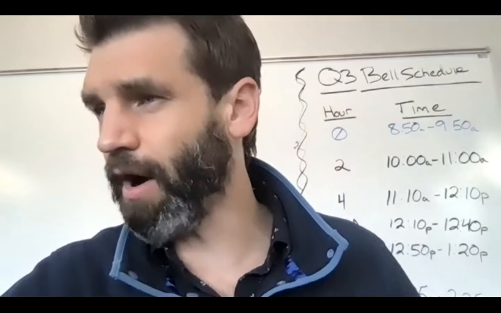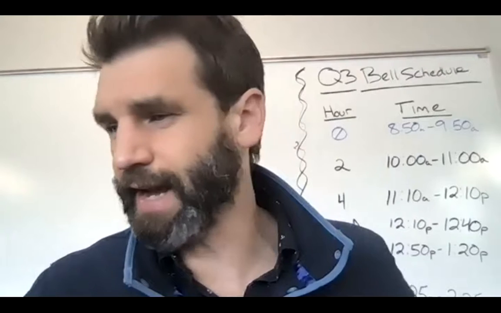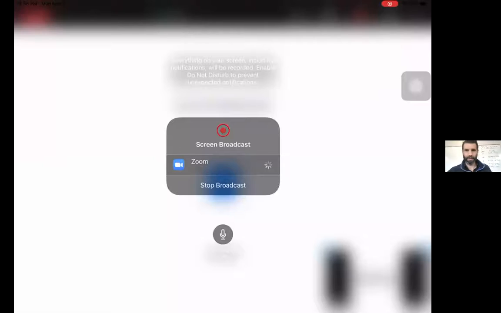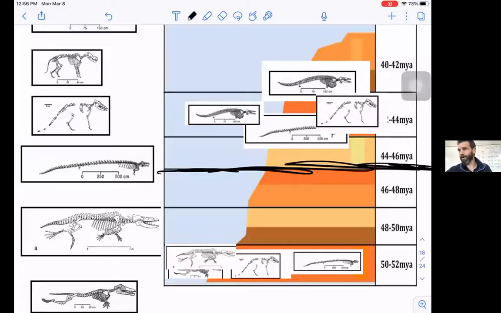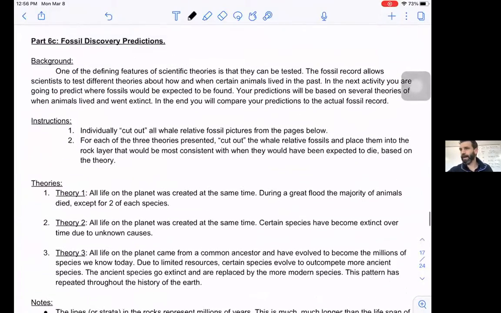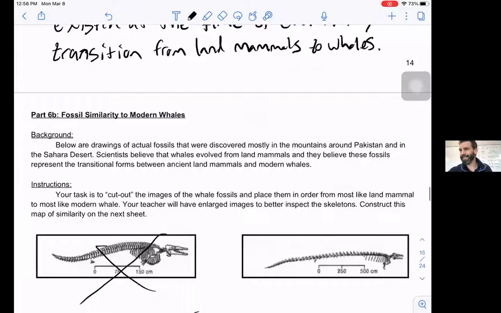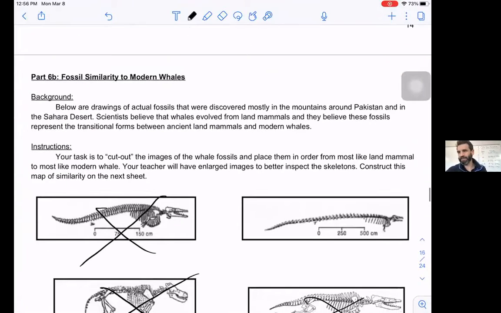So let's move on over to our lecture guide, and let's see how this went in class. All right, here we are. Okay, so to start with, here we are in the fossil similarity.